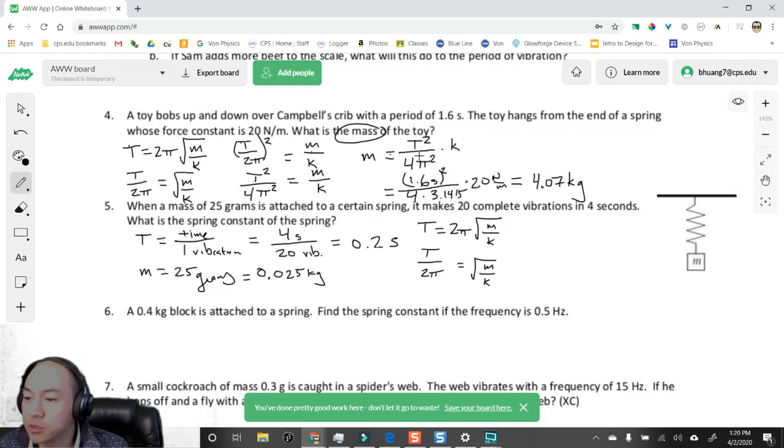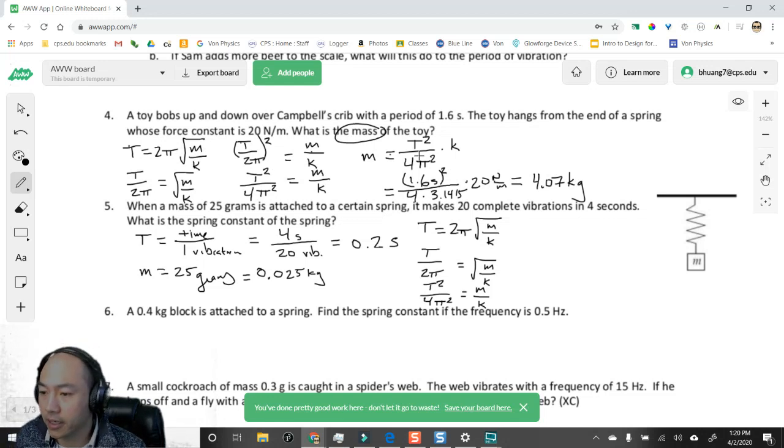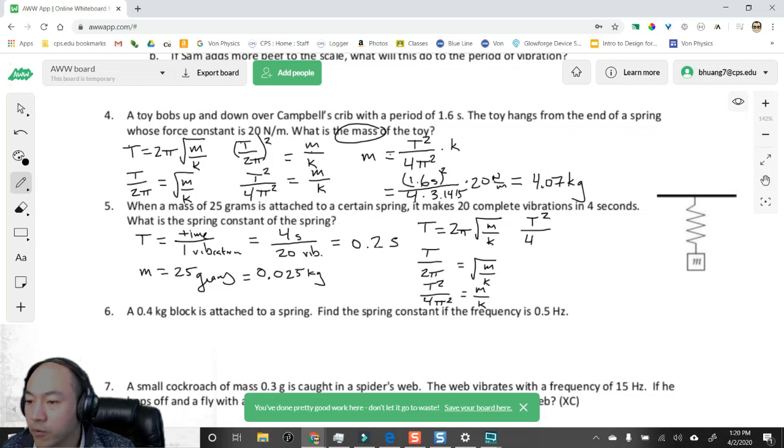The next thing we did was to undo this square root, so now we're left with T squared, and I'm just going to jump a step here, T squared divided by 4 pi squared is equal to M over K, right? You see I got rid of the square root. And now we're going to have to do a little flip-flop with the algebra here. I want K to be by itself, but I want K also to be on the top of the equation. So first thing I'm going to do is multiply by K to move it over here. So I end up getting T squared over 4 pi squared times K gives me mass.